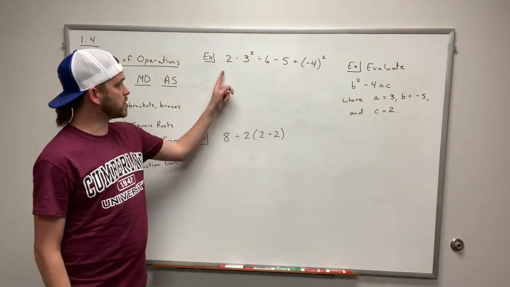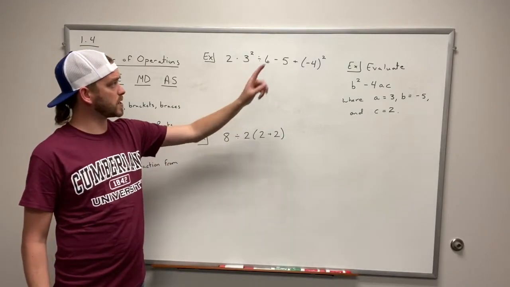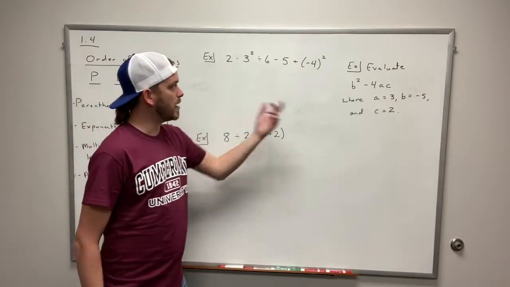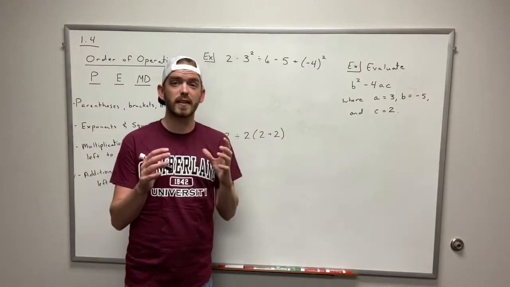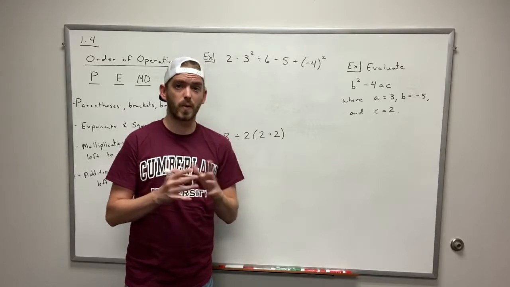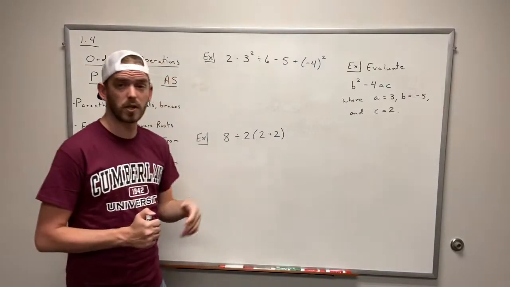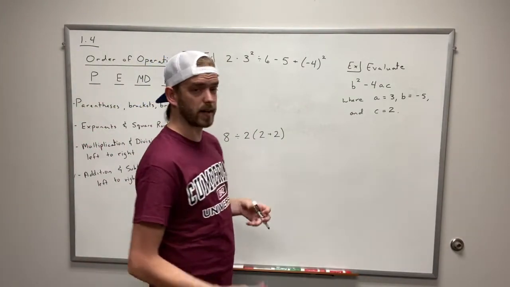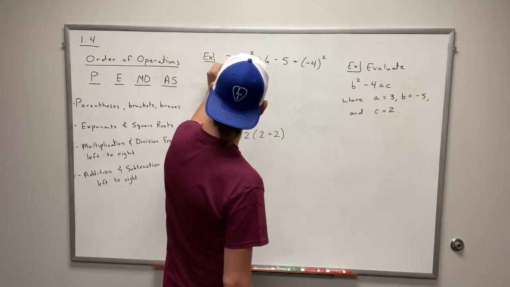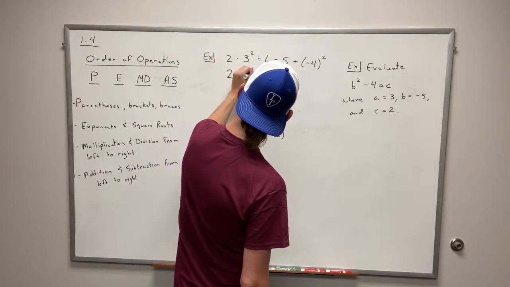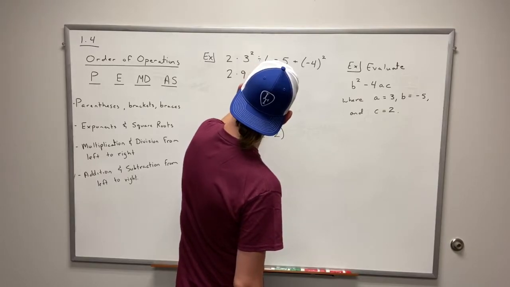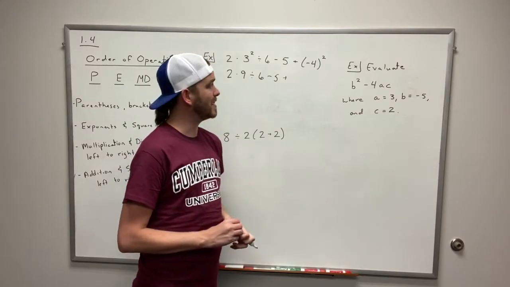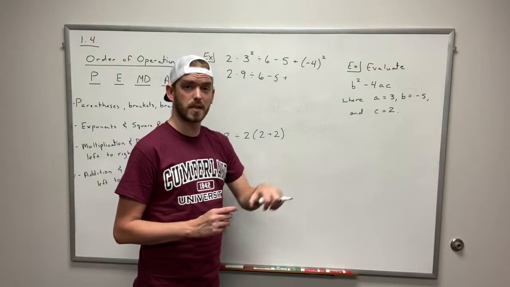Our first example is 2 times 3 squared divided by 6 minus 5 plus negative 4 squared. Now, there are parentheses here, but there's nothing to simplify inside the parentheses, so we don't have to worry about any of that. We're going to move on to exponents. We'll start off right here with 3 squared. 3 squared is 9, so we're going to bring everything else down, so that's going to be 2 times 9 divided by 6 minus 5 plus, and negative 4 squared is going to be positive 16 because that's negative 4 times negative 4.